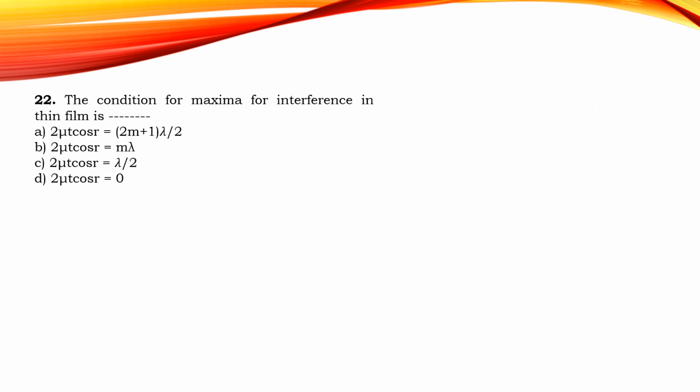Next is the condition for maxima for interference in thin film is, and options are 2 mu t cos r equals 2m plus 1 lambda by 2, 2 mu t cos r equals m lambda, 2 mu t cos r equals lambda by 2, 2 mu t cos r equals 0. And the right answer is option A, 2 mu t cos r equals 2m plus 1 lambda by 2.